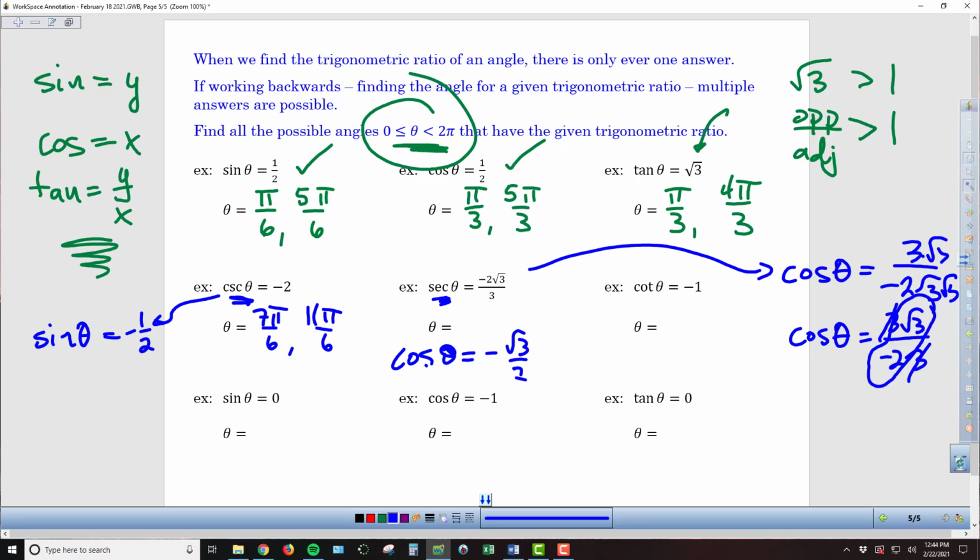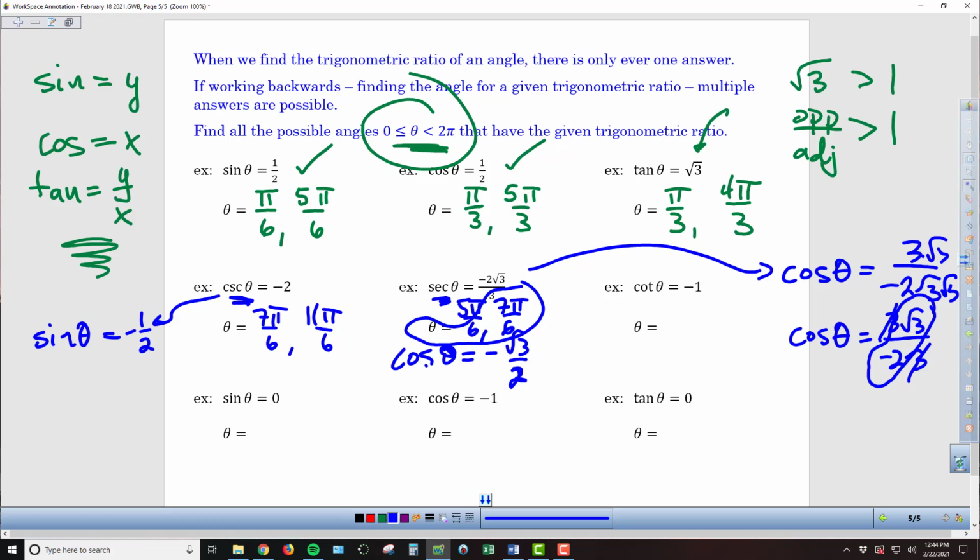-√3 over 2. So since cosine is the x-coordinate, I'm going to look for the x-coordinate equaling -√3 over 2. So we know the x-coordinates are going to be on the left side of our unit circle, and so we find that that's going to be at 5 pi over 6, and then again at 7 pi over 6.